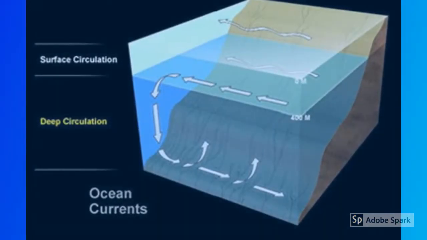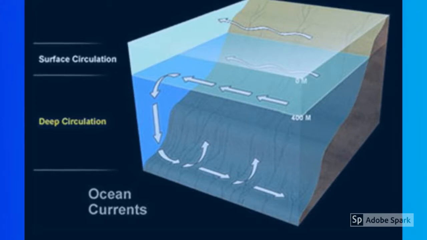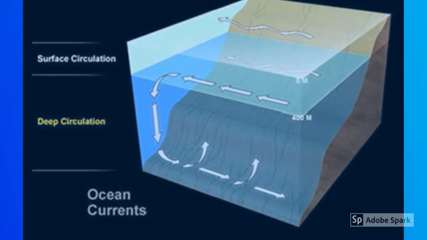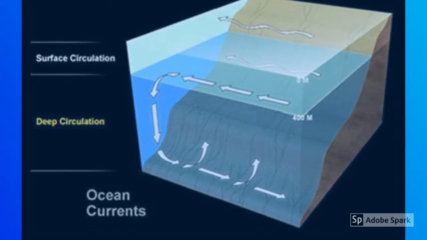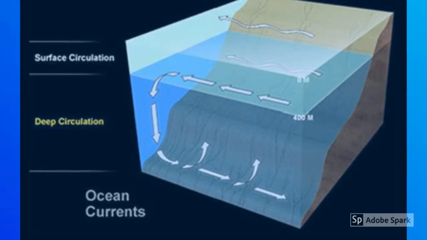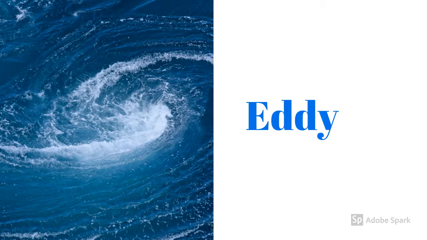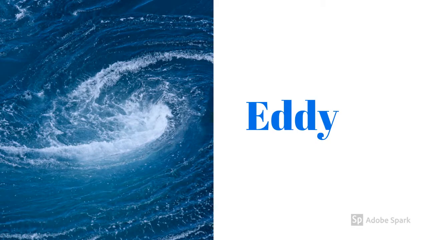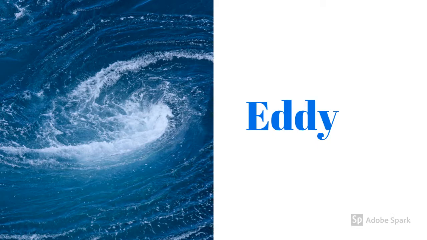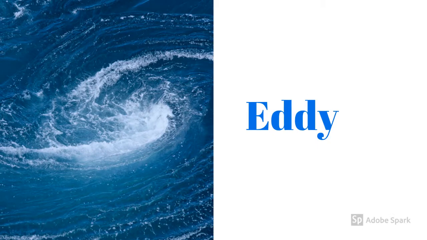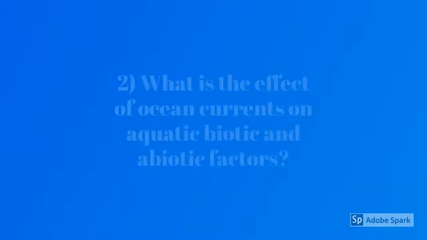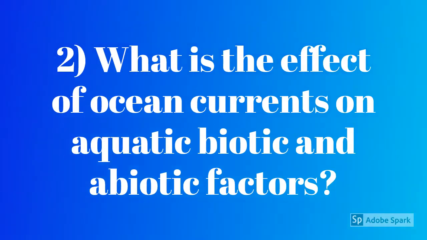Deep ocean currents are a result of varying water densities and water temperatures. This idea is called thermohaline, which is the gradient of water densities and temperatures in the ocean. Eddies are currents that move in a whirlpool, like shown in this picture. This is a lot of information, but all of these terminologies will be very important in understanding the effects of ocean currents. So, on to the main question.